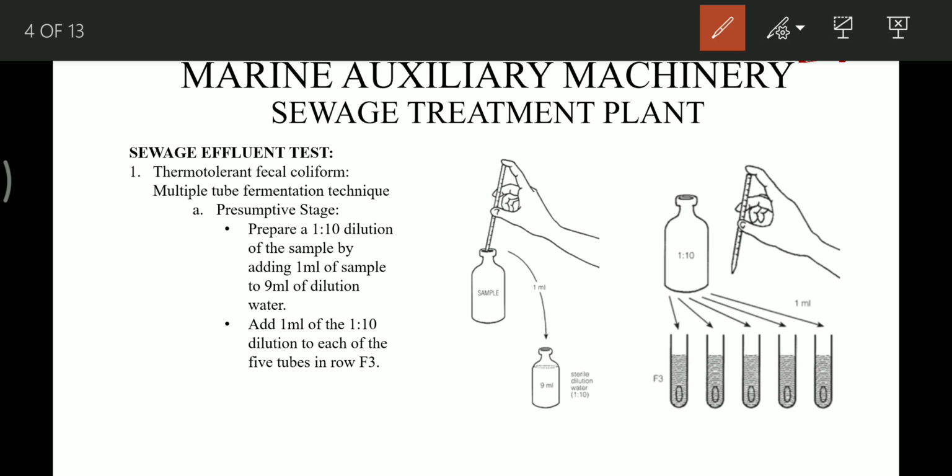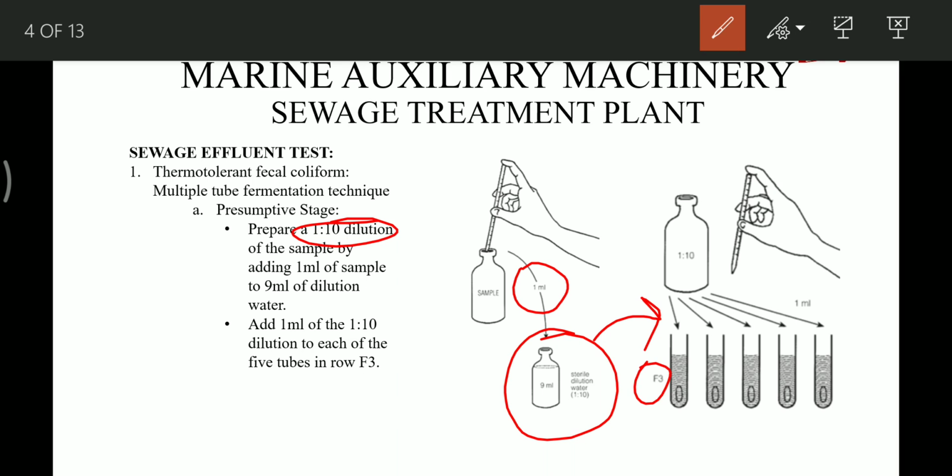After that we have to prepare a solution of 1 to 10 dilution. That is, we take 1 ml of sample and put it in 9 ml of distilled water, and from this we add 1 ml to the F3 row.